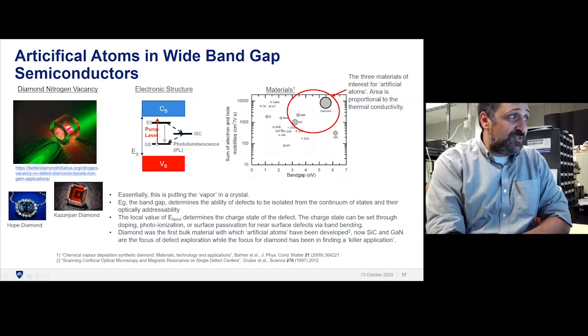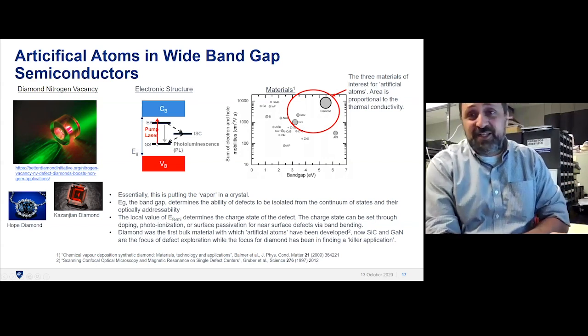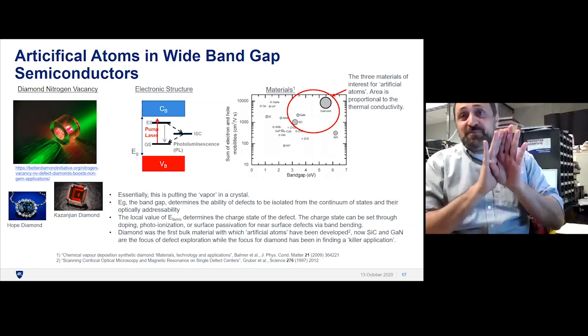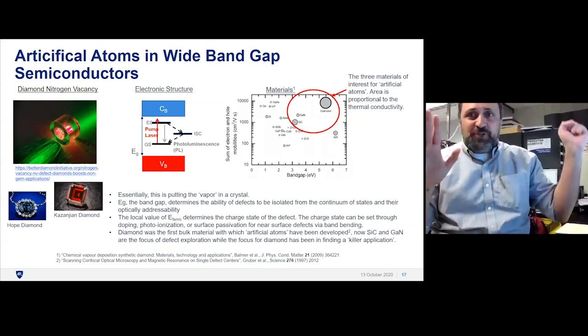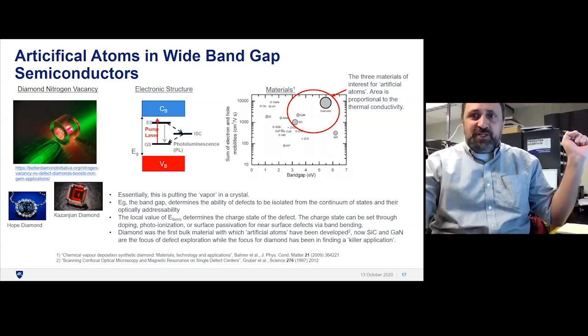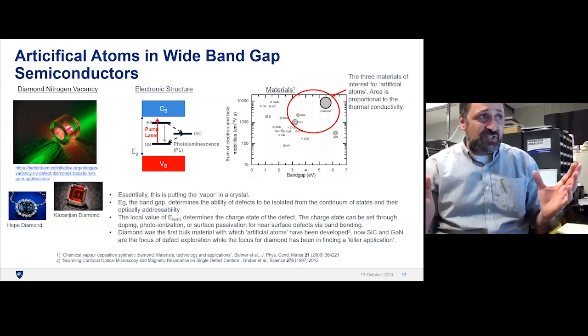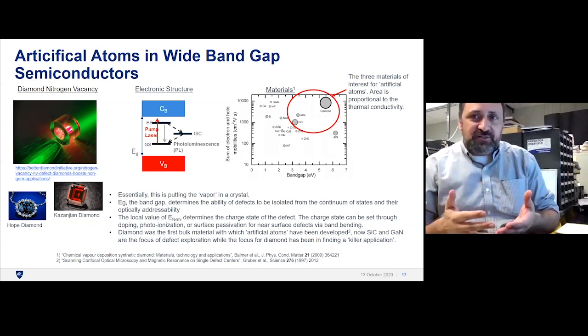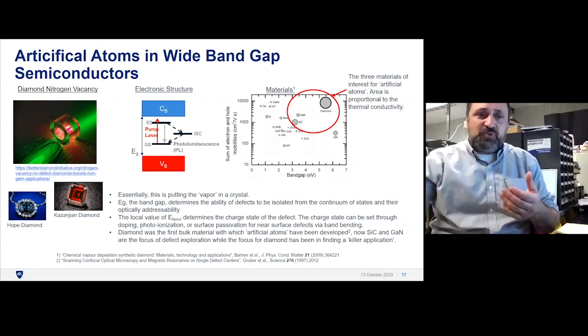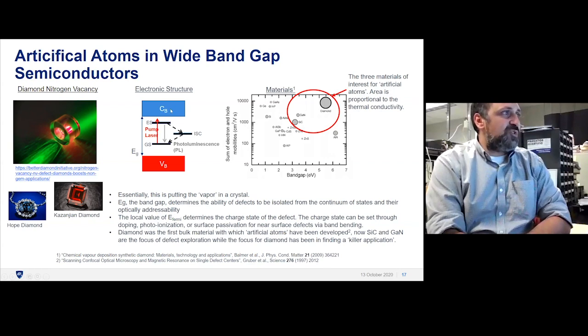point defects. What's a point defect? Diamond is made out of carbon, right? And it's this regular array of carbon. If you take out one of those carbons and you put a nitrogen right by it, you create a nitrogen vacancy center. And when you shine green light on it, it'll emit red light. And that's what you see here in this diagram.